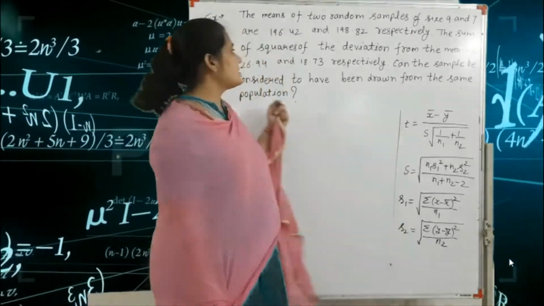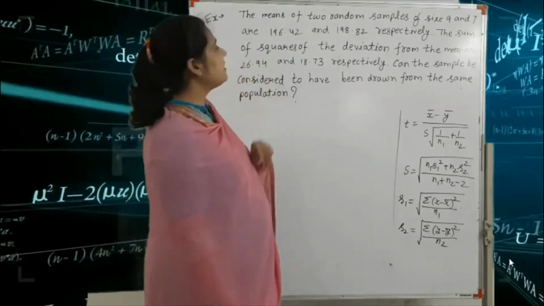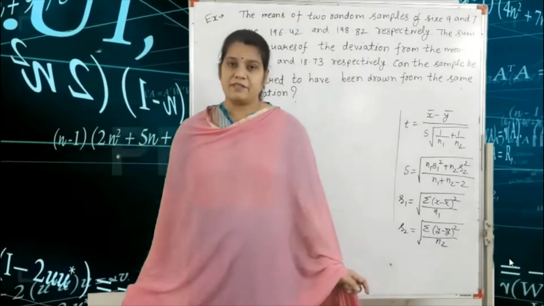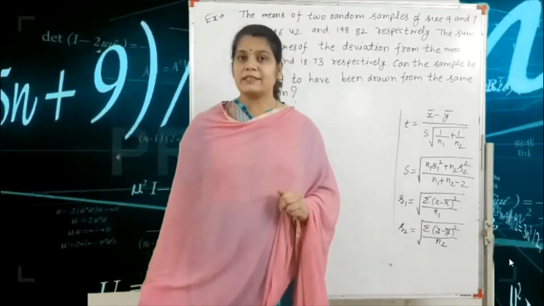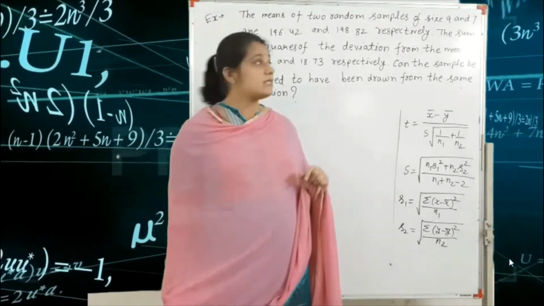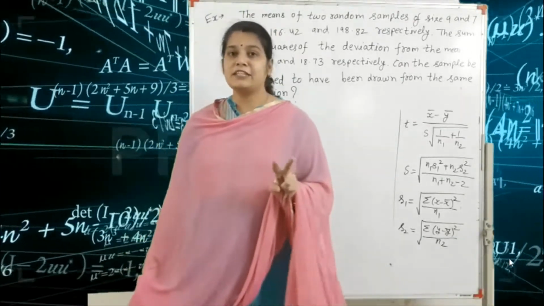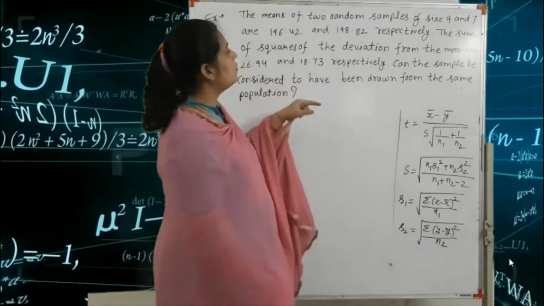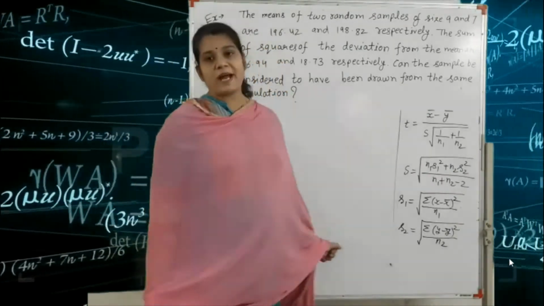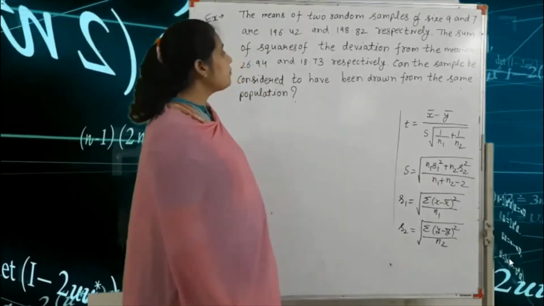Okay, so let's start the example. The example is the mean of two random samples of size 9 and 7. So here we are given n1 and n2 equal to 9 and 7. The number of samples is less than or equal to 30, that means this question is in the small sample. Test of hypothesis. We are given the means of the two random samples, 196.42 and 198.82 respectively. The sum of the squares of the deviation from the mean are 26.94 and 18.73 respectively.